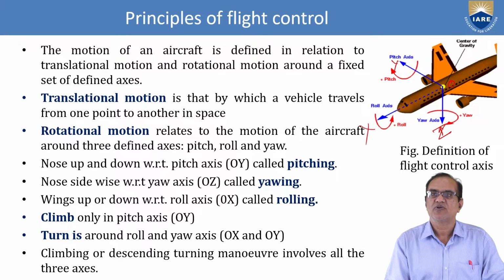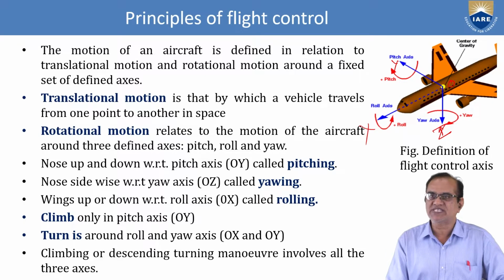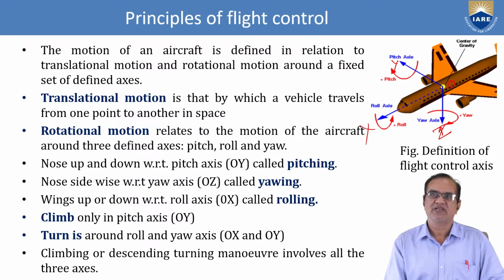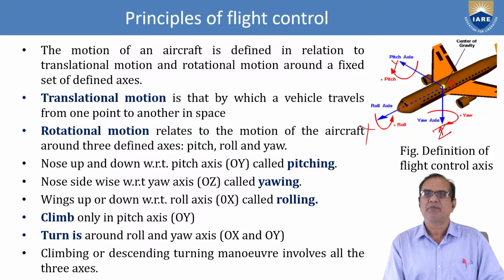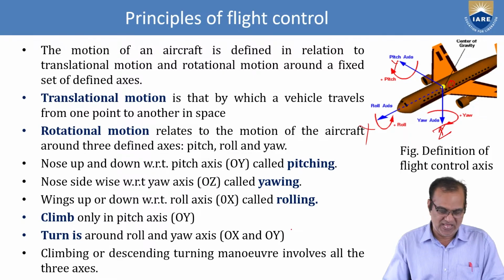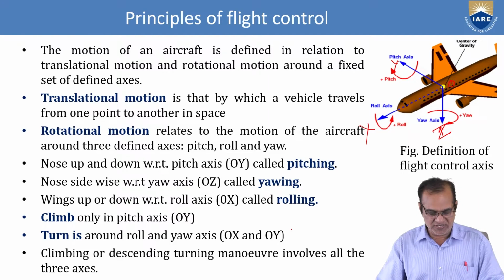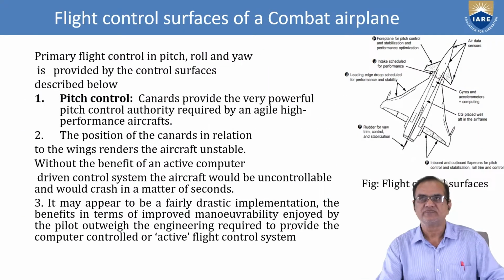Okay. So the wing going up or down with respect to the roll axis OX is called rolling. Climb is only about the pitch axis OY. A turn is around the roll axis and the yaw axis. If it is turning, it will be around the OX axis and the OY axis. A climbing or descending turning maneuver involves all three axes.